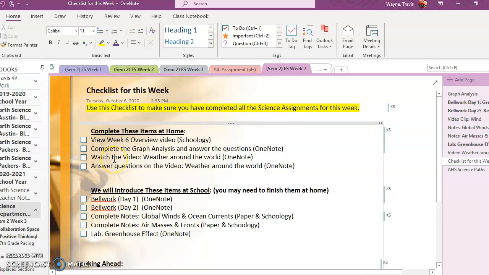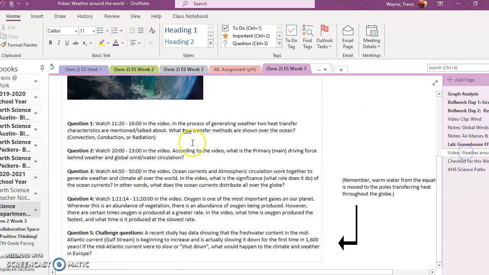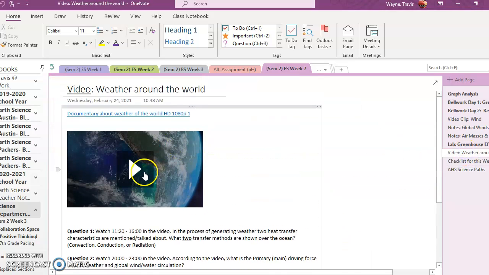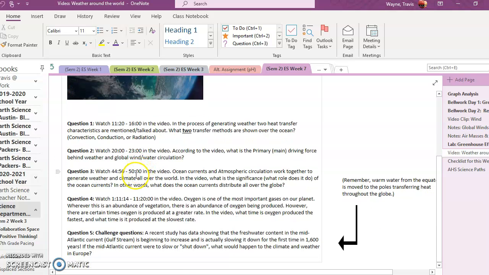Back to our checklist, the next item that you're doing at home is you're going to be watching a video of weather around the world, which is on OneNote. So over here, you'll see weather around the world. The link to Weather Around the World is provided right here. You can watch it right in this insert icon. And there are 5 questions that go with it.